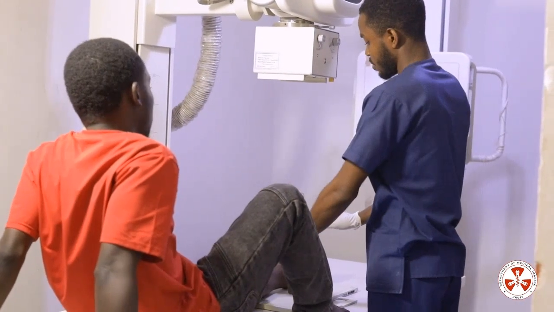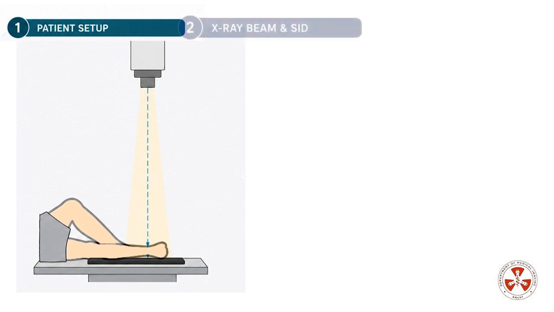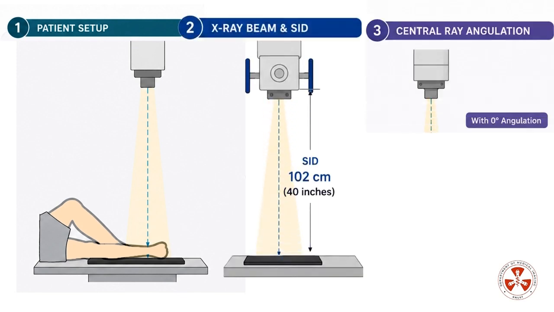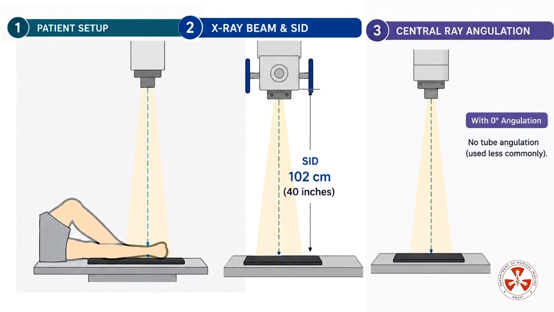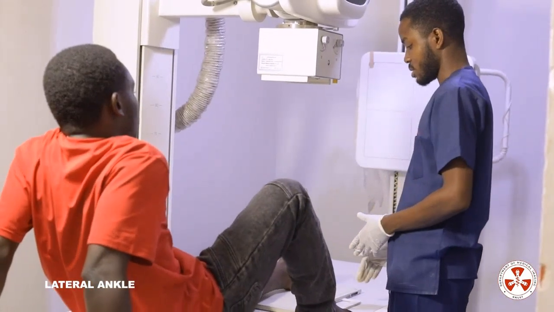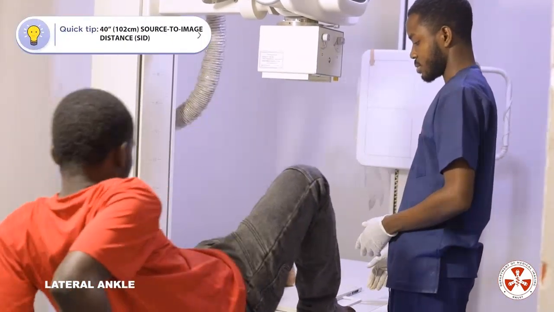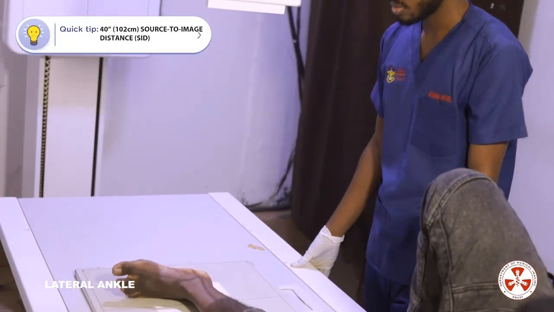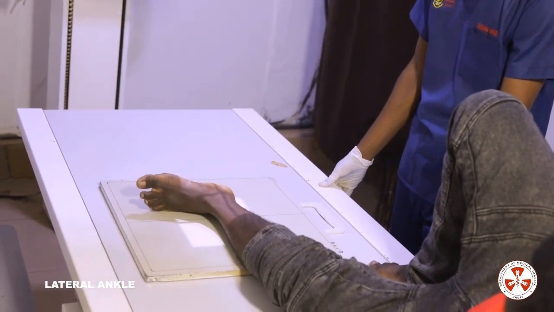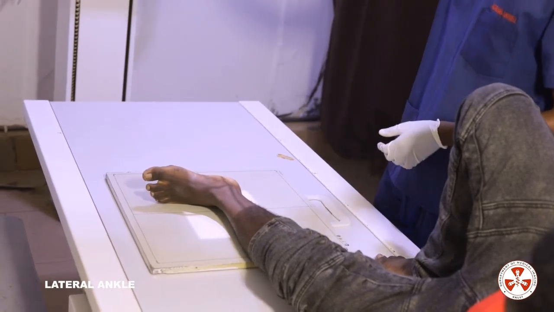Lastly, for a medial-lateral ankle, the X-ray tube remains at a 40-inch source to image distance. The central ray is perpendicular to the image receptor and centered at the medial malleolus of the patient. Instruct the patient to lie on the affected side and flex the foot to a 90-degree angle. Both medial and lateral malleoli must be superimposed to ensure a true lateral.